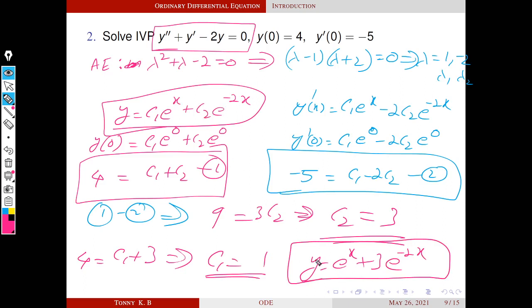So these types of solutions are called particular solutions. What is a particular solution? The solution obtained from the general solution by substituting particular values for the constants c1 and c2. Such solutions are called particular solutions. This is a general solution, and these are particular solutions, obtained by substituting some values for the arbitrary constants. So the final solution y is equal to e raised to x plus 3 times e raised to minus 2x is the only solution satisfying this differential equation together with these conditions.